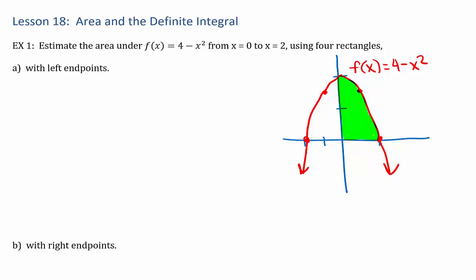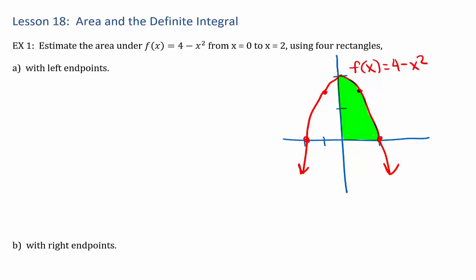Going to switch gears a little bit today and talk about some area problems, but eventually we'll connect these area problems back to our antiderivatives. So I'm going to start by just doing an example. So we've got the function 4 minus x squared, and I've sketched its graph over to the right.